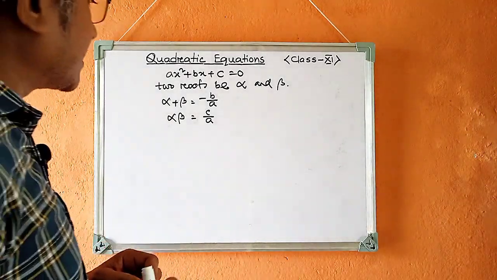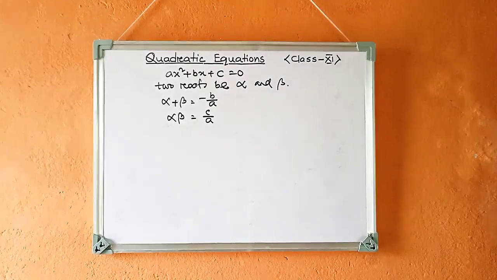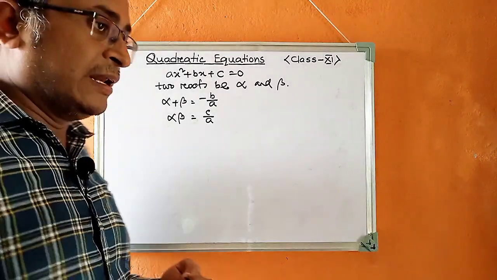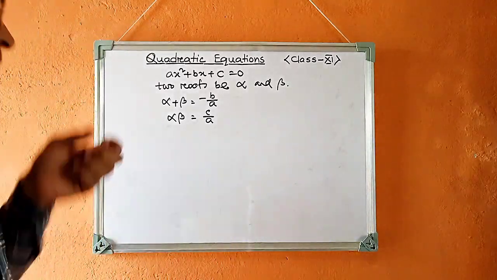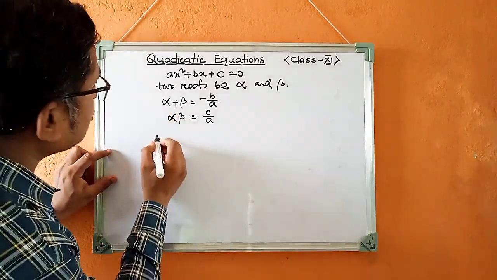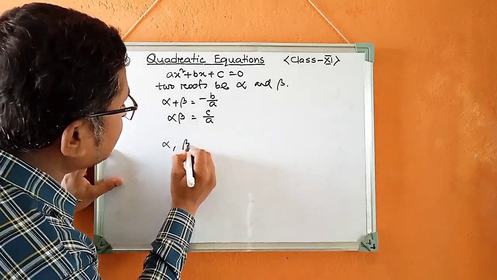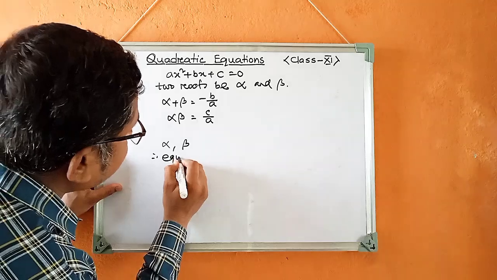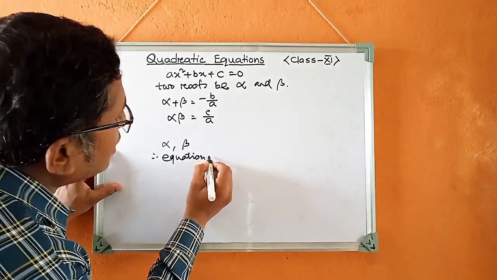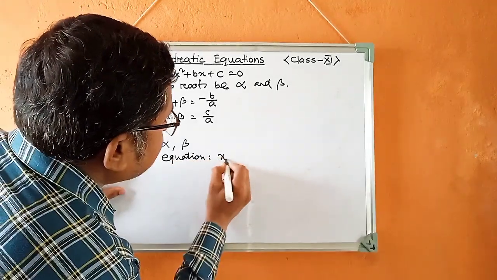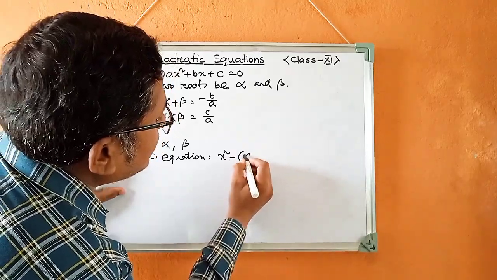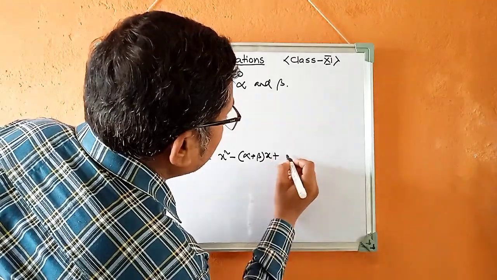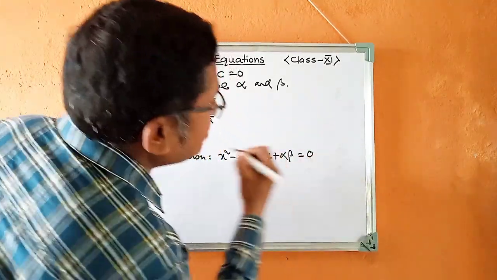Okay, this is the relation between roots and coefficients. Now another topic: formation of a quadratic equation when two roots are given. Suppose two roots are alpha and beta. Now the quadratic equation is x square minus the sum of the roots, that means alpha plus beta, into x plus the product of the roots, that means alpha beta, equal to 0.